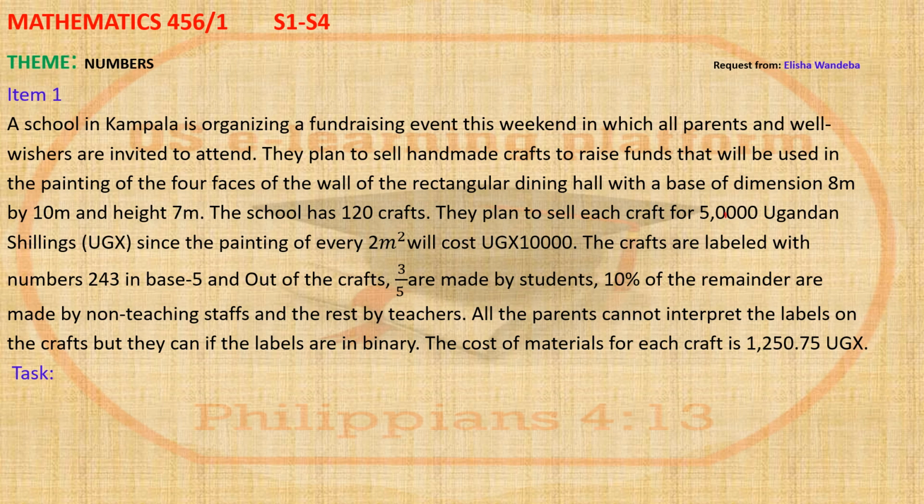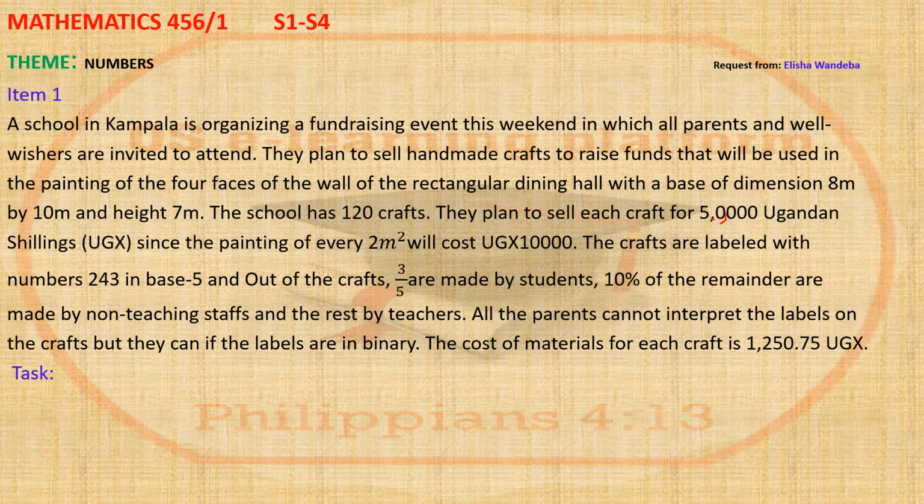Since the painting of every 2 square meters will cost Uganda shillings 10,000. The crafts are labeled with numbers 243 in base 5, and out of the crafts, 3/5 are made by students. 10% of the remainder are made by the non-teaching staff and the rest by teachers.